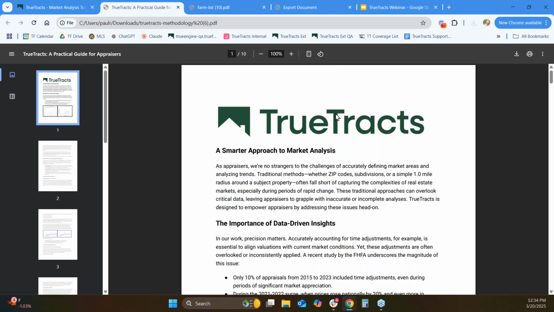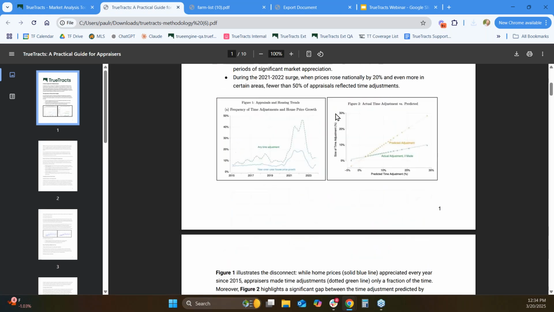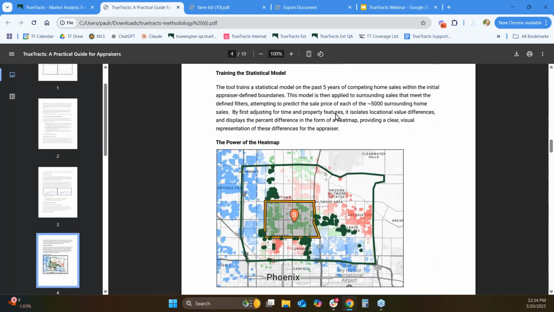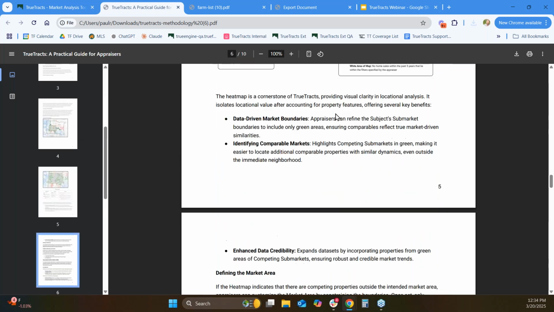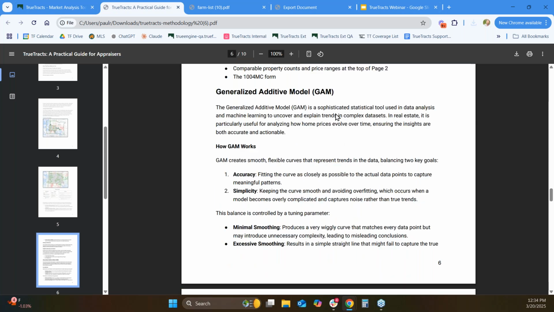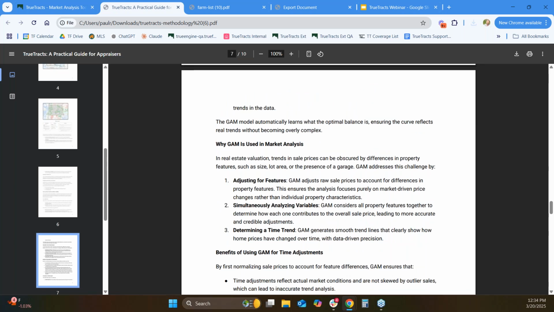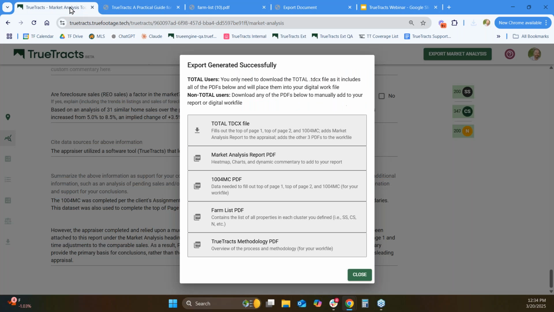And then we provide this white paper. I suggest reading this once. It's 10 pages, but it's super helpful to really understand the model, what's going on in the background, why we're using a GAM model, why it's beneficial, how it works, how we draw the trend line, and we fit the trend line to the model and how that reflects what's really going on in the market. So this is available to you as well. And then we have this 1004MC PDF that'll go in your work file. Okay, so that is essentially the first one.